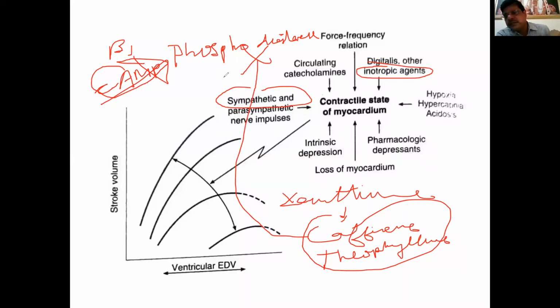Yes or no? Yes, sir. Sometimes this happens. Okay, so that is because coffee, which contains caffeine, is going to inhibit that phosphodiesterase, and the action of cyclic AMP inside the myocardial fibers is going to be prolonged.